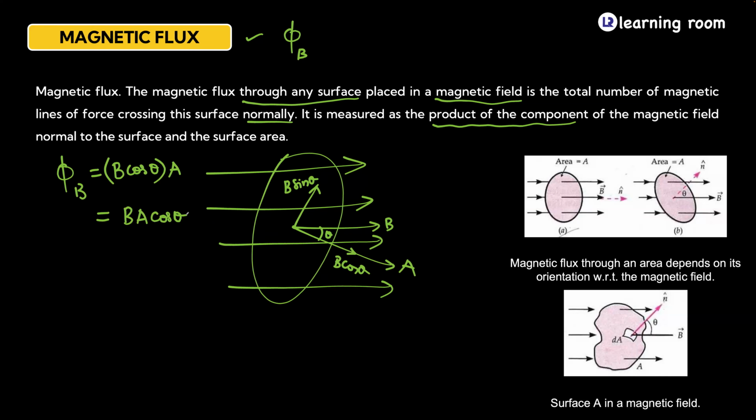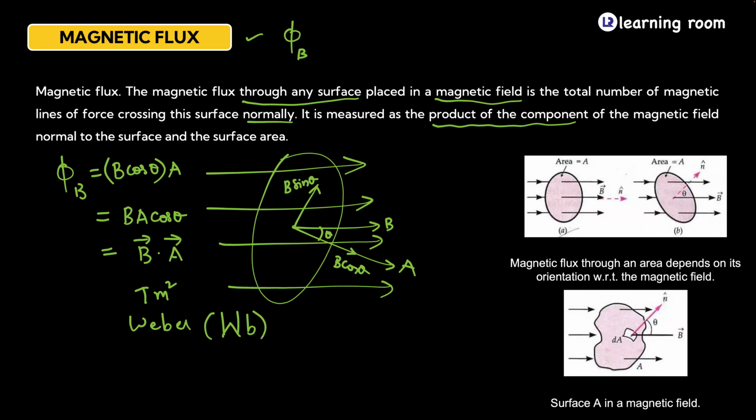If you observe this BA cos theta, B is a vector, A is also a vector, so you can write this as B vector dot A vector. Make sense? Now the question is, is it a scalar quantity or a vector quantity? Obviously a scalar quantity, because it's a dot product between two vectors. Secondly, what is going to be the SI unit for it? It is going to be Tesla meter square. This Tesla meter square is what is called Weber.